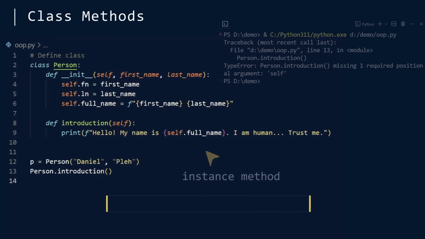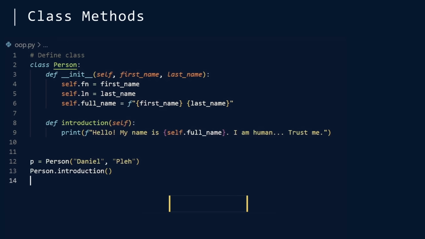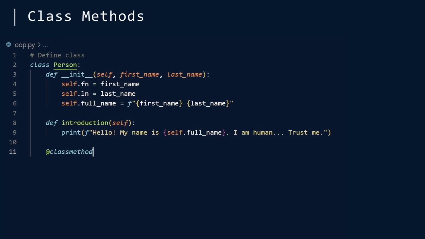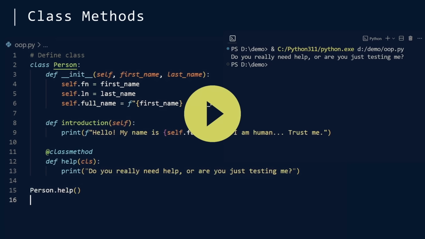A natural question is this: does Python support class methods? The natural answer is yes. To create a class method, you use the @classmethod decorator. Because this is a class method, the first argument is a reference to the class and not an object. The convention here is to use cls as the argument. We will print a message and then test it out. Run. That is a classy method.